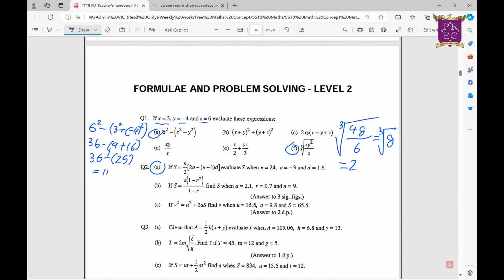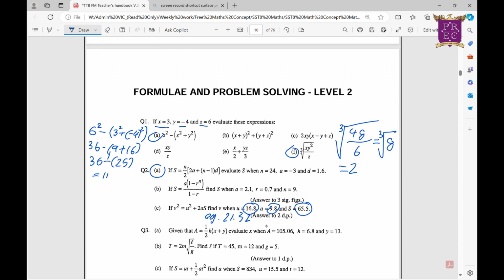Okay, let's have a look at A. Also, when you're doing 3 significant figures, remember the difference between the significant figures and decimal places. Okay, for example, this one is 3 significant figures. This one's 2 significant figures, and this is 3 significant figures. But if you were to put it to 2 decimal places, it would be something, for example, I'll just give an example over here, 21.32. That's 2 decimal places and 4 significant figures.